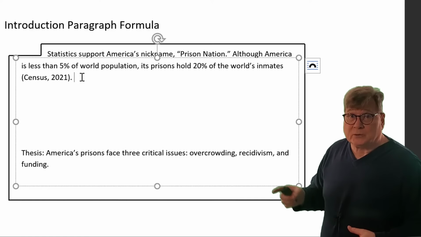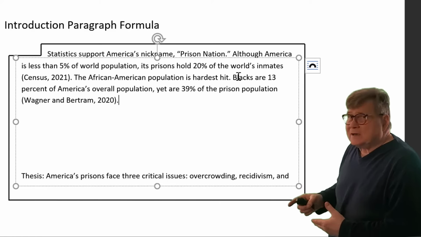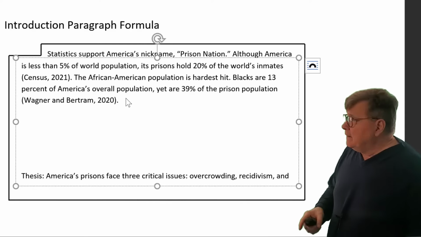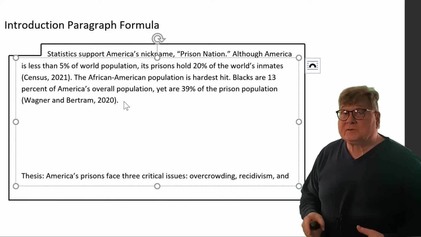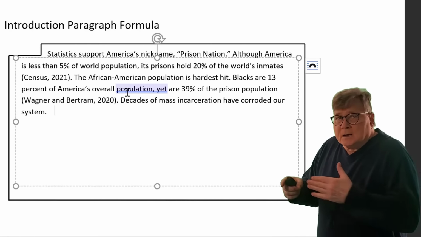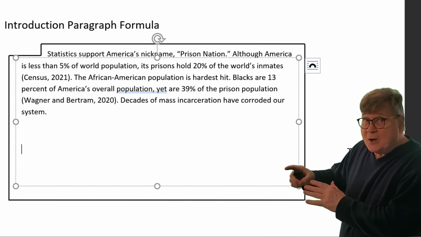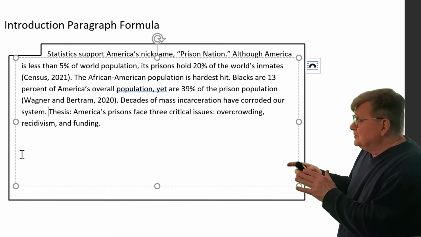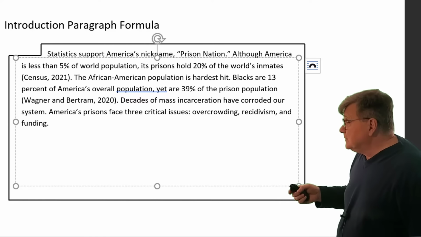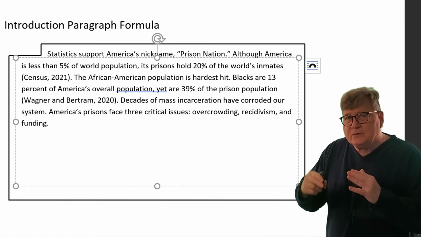Citation, Census 2021. The African American population is hardest hit. Blacks account for 13% of America's overall population, yet they are 39% of the prison population in America. Citation, Wagner and Bertram, 2020. Decades of mass incarceration have corroded our system, and now comes the thesis. America's prisons face 3 critical issues: overcrowding, recidivism, and lack of funding. So do you see how those sentences simply led to the thesis statement?